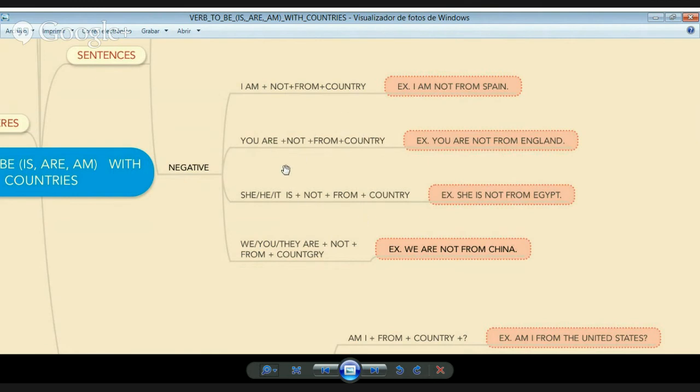So now you can continue with the other part. You are. This is the second person singular. You say you are not from plus the country. Example, you are not from England. You are not from the United States. She, he, it. So you can say she is not from plus the country. Example, she is not from Egypt. She is not from El Salvador.